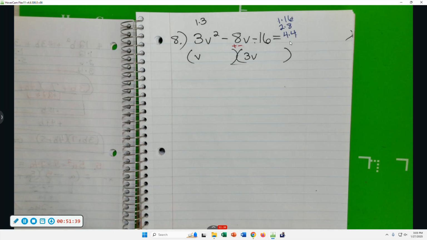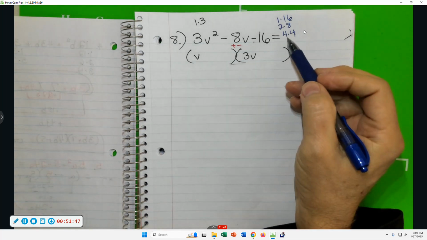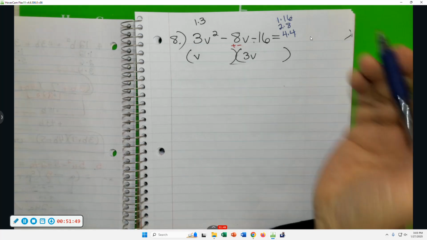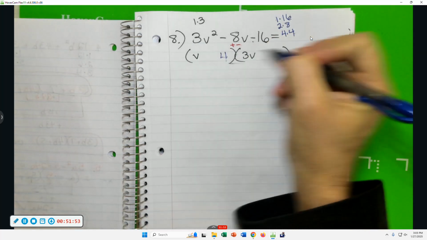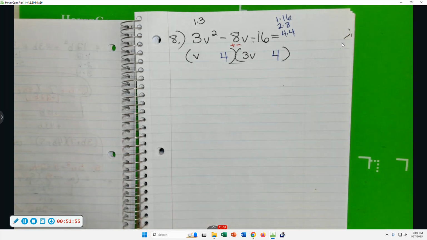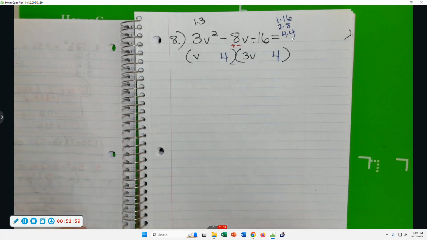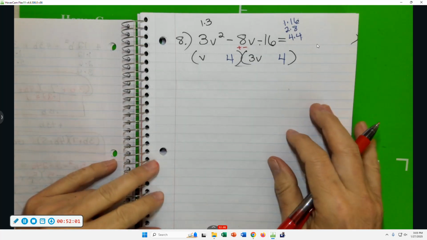What do y'all want to try? You tell me what you want to try. 4 and 4? Yeah, if you're not sure, try the closest pair. More times than not, you'd be surprised that that's the pair you need, 4 and 4. About 55% of the time. Over half. Let's check the outer and inner now.